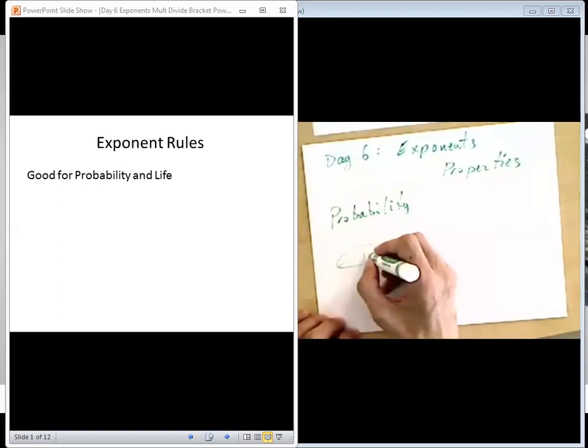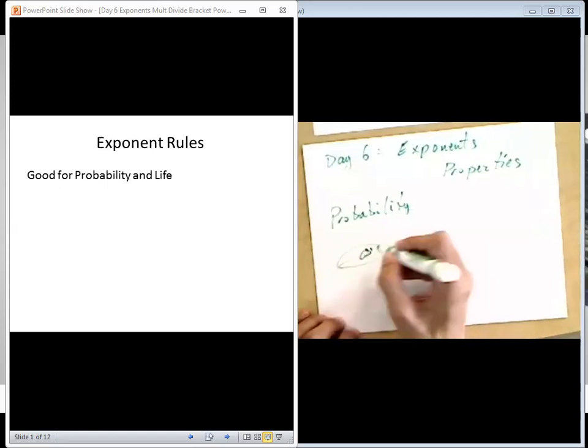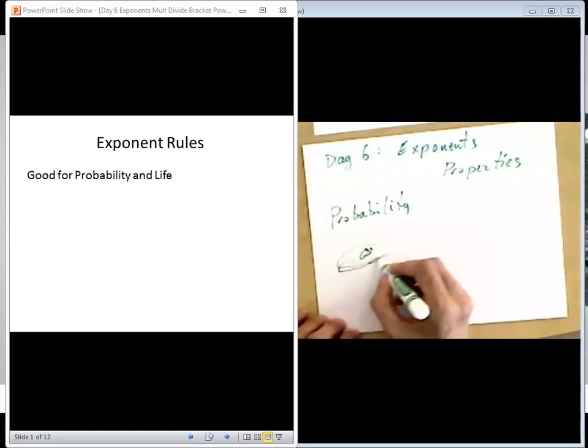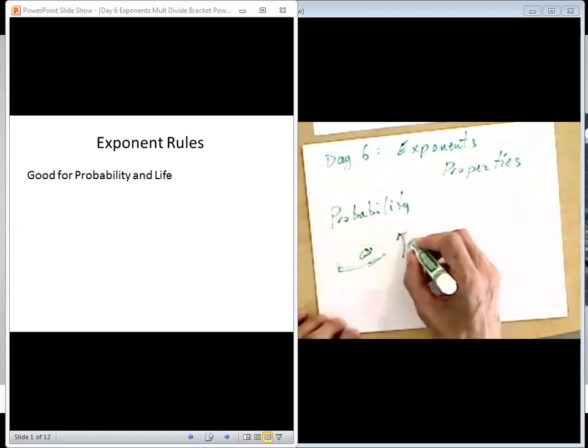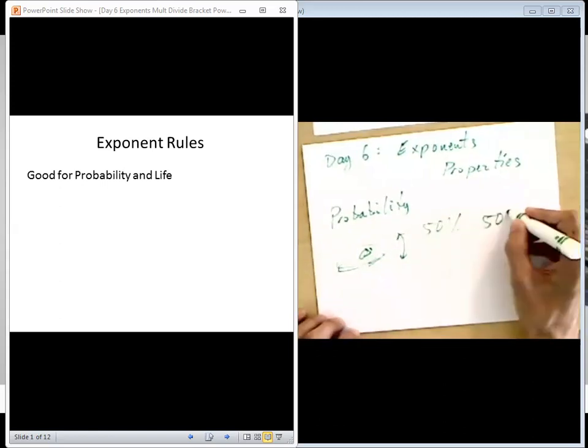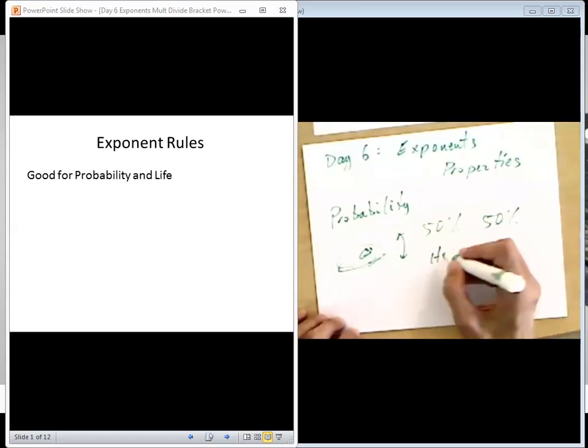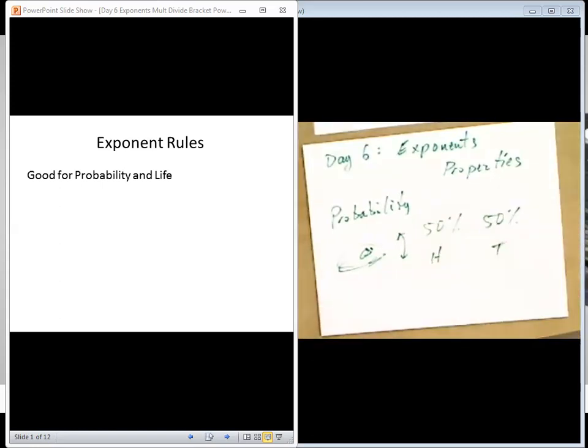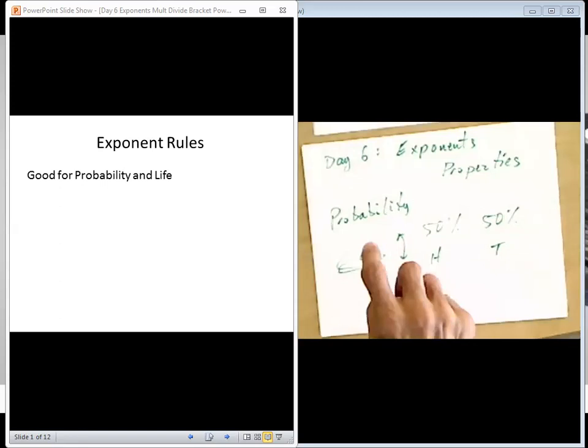You got heads on this side. I guess that's a head. And then you got whatever's on the other side, right? So you flip the coin, 50% chance of getting heads, and then a 50% chance of getting tails, right? Okay, now this is important in math because there are more interesting things than heads or tails that we can still use this topic for, right?